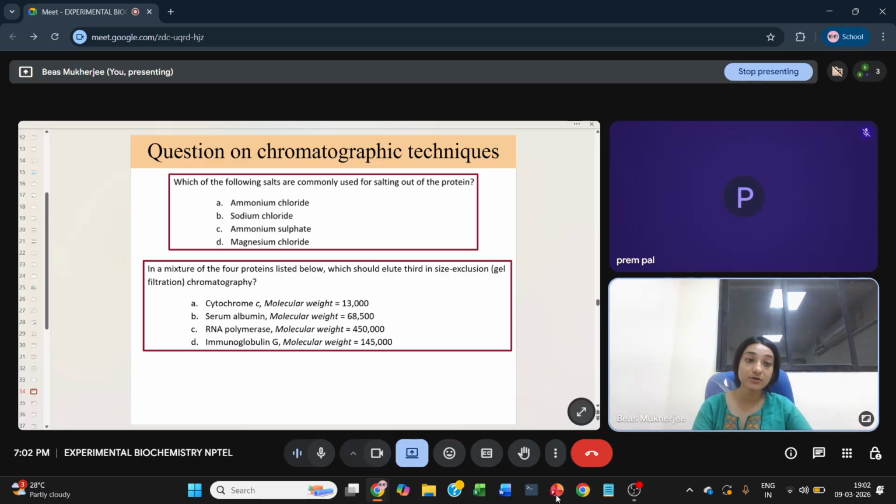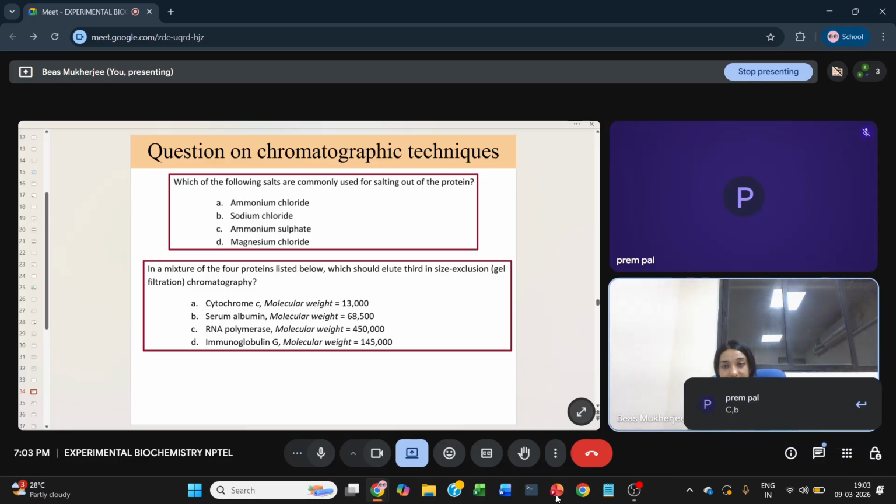Okay, so we'll start with the question answers quickly. Which of the following salts are commonly used for salting out of the protein? One is ammonium chloride, one is sodium chloride, ammonium sulfate, and magnesium chloride. Remember the Hofmeister series and answer. Right, now for the next one. In a mixture of 4 proteins listed below, which should elute third in size exclusion or gel filtration chromatography? Simple, you should be able to do. Remember, at first the biggest one comes and at last the smallest one.